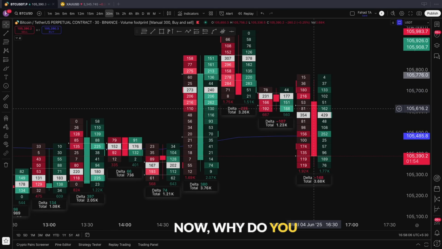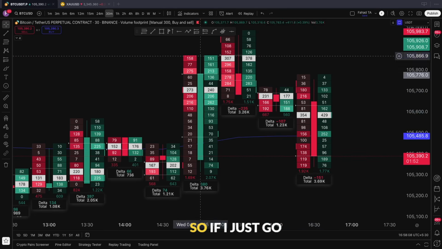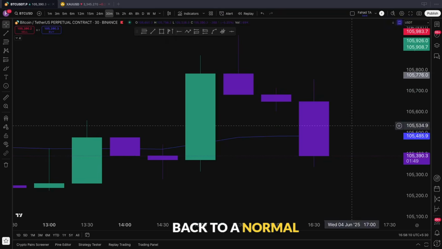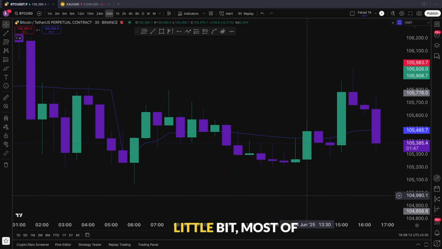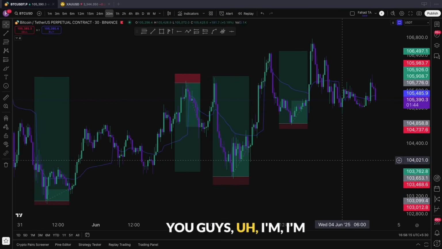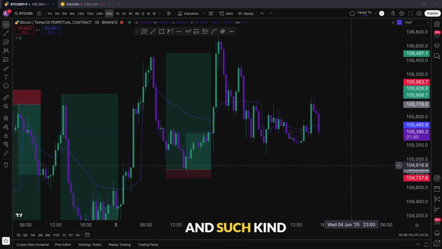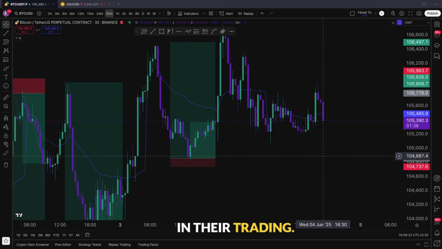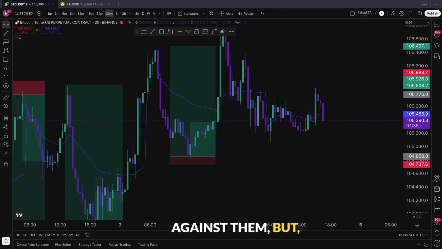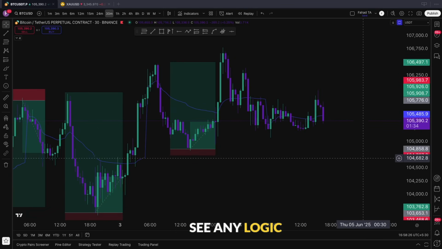Now why do you use imbalance in your trading? If I go back to a normal candlestick chart and zoom out a little bit, most traders like to use order flow and such kinds of random stuff in their trading. I mean, nothing against them, but I don't see any logic behind using them.